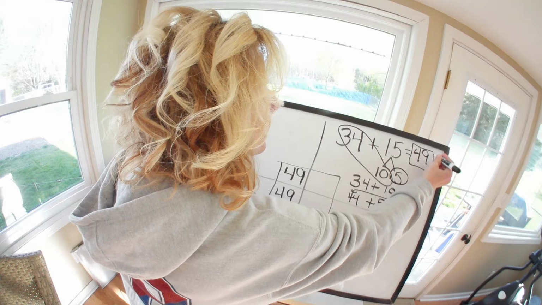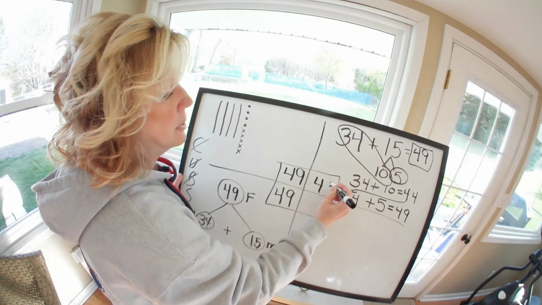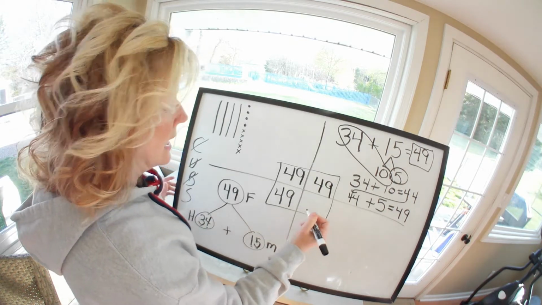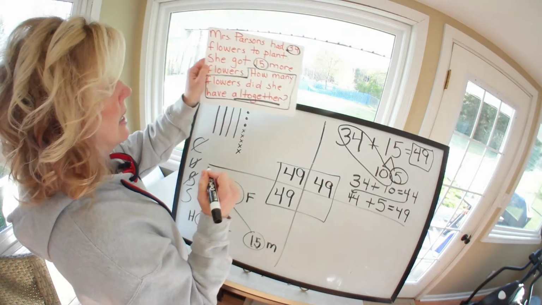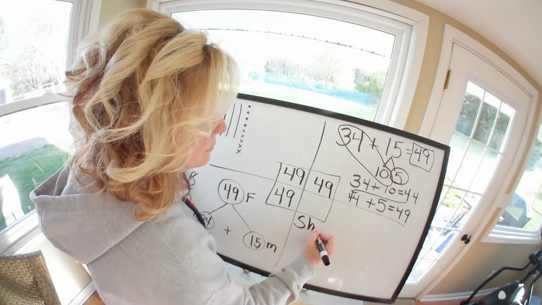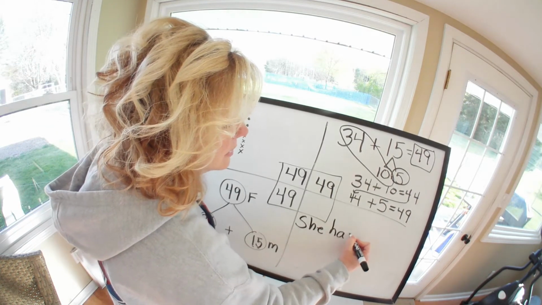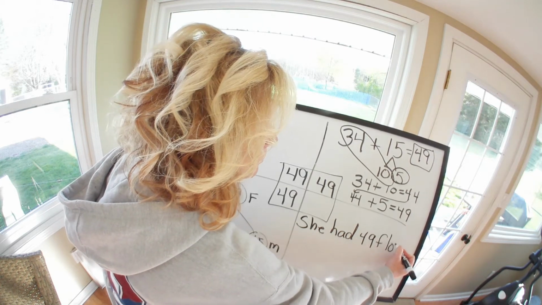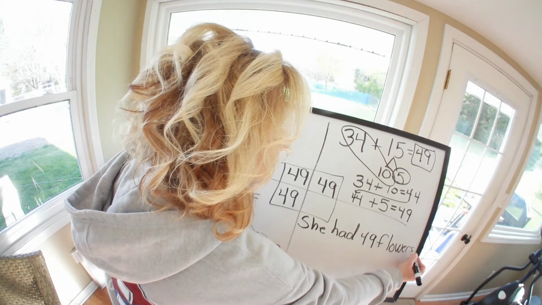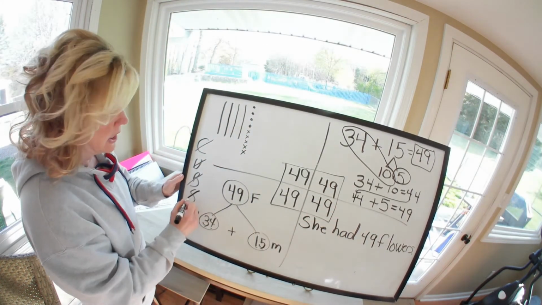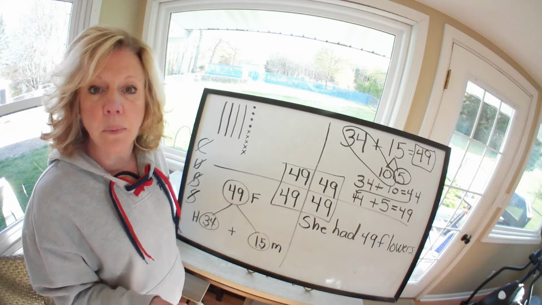And again, I'm going to put a box around it so that I make sure to put it inside the box. And lastly, I'm going to answer the question. The question said, how many flowers did she have altogether? We're going to say she had 49 flowers. And then I'm going to put a 49 here. And again, I'm going to cross off my S because that means that I solved the problem.